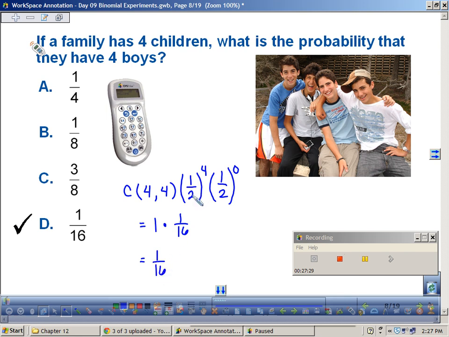The probability of having a boy. 1 out of 2. How's that 1 out of 2? Either a boy or a girl. But you're having 4. That's why it's to the 4th. The probability of being boy or girl is 1/2. It's a 50-50 shot. There's no right in between. It's not like boy, girl, animal.